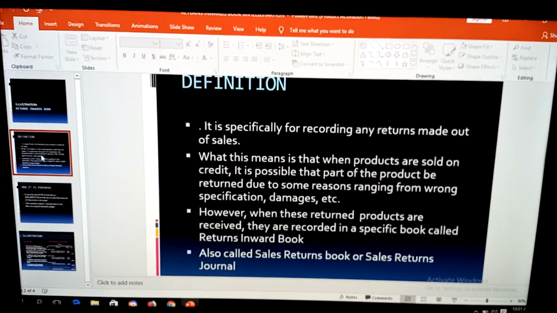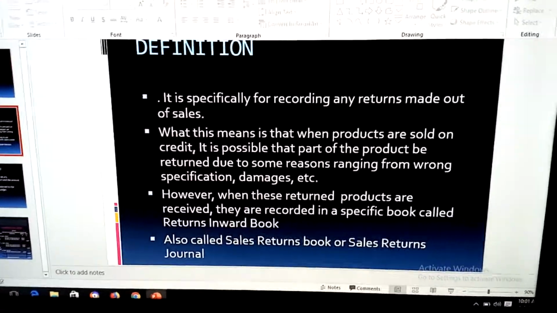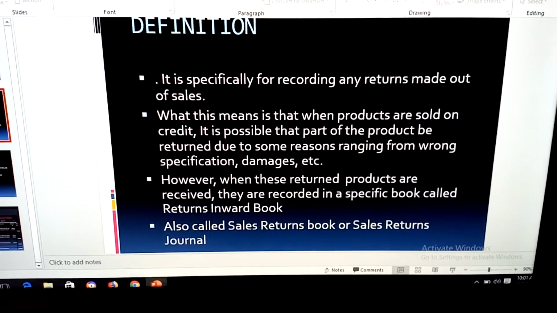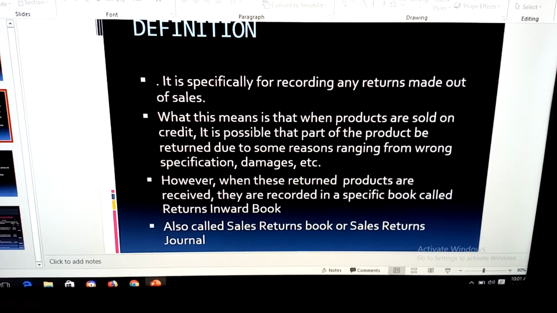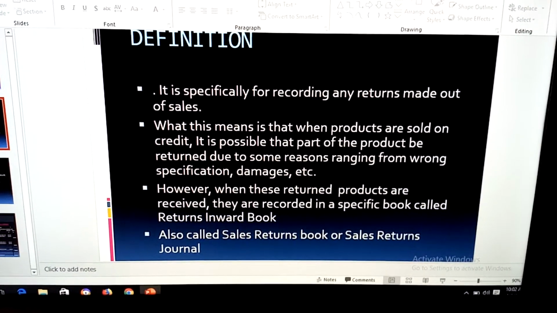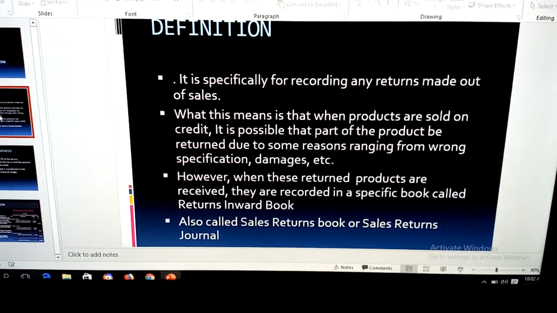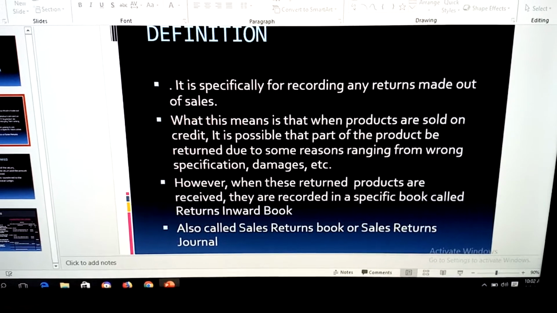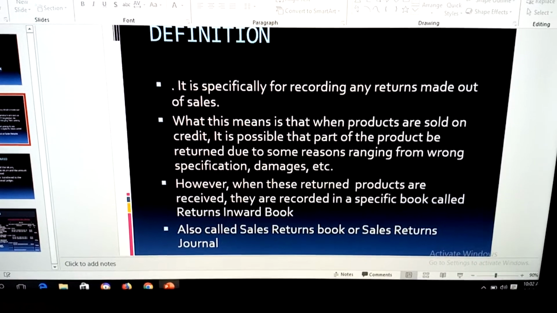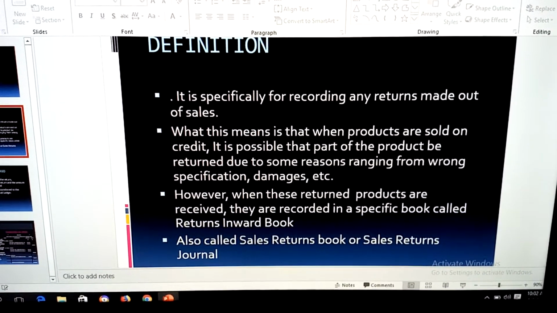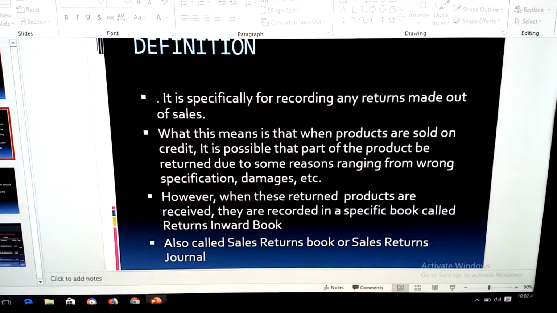As I was saying, the returns inward book is a specific book of accounts used for recording returns made out of sales. What I'm trying to say is, when a sale is made on credit and some part of the sales is returned, it is recorded in this book called the Returns Inward Book. It can also be called the Sales Returns Book, Sales Returns Journal, or Returns Inward Journal.